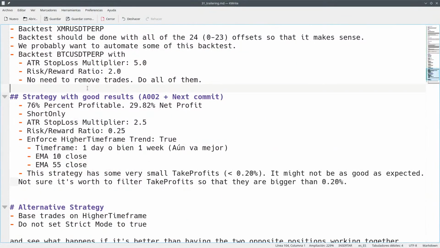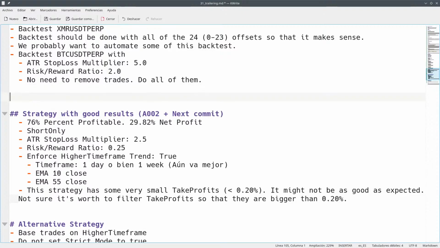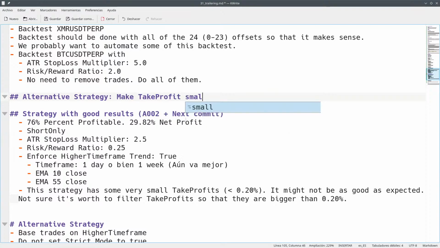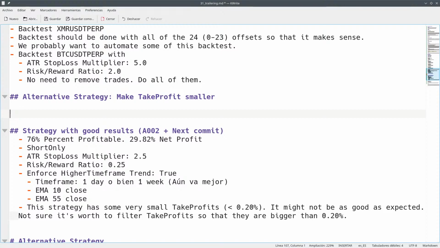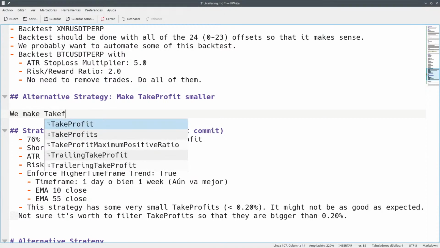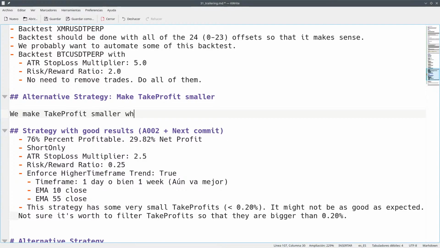Yeah, so an alternative strategy, which is to make the profit smaller. So we make the take profit smaller when we go down into losses.